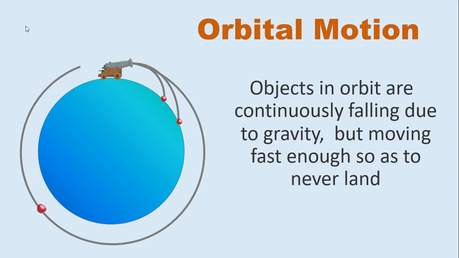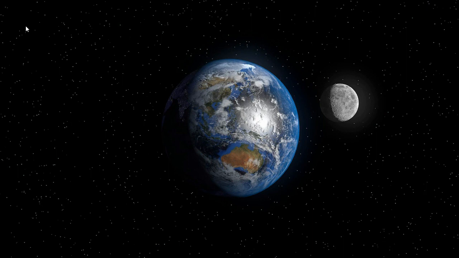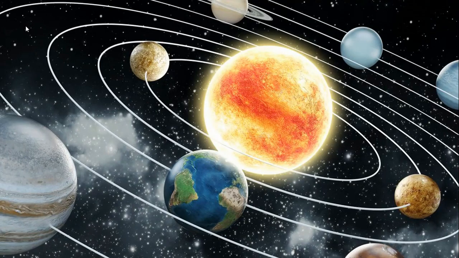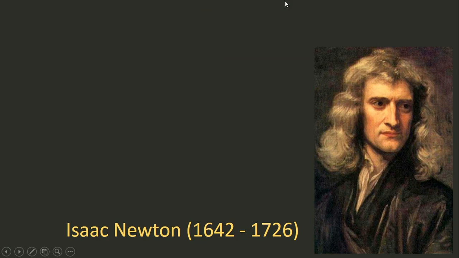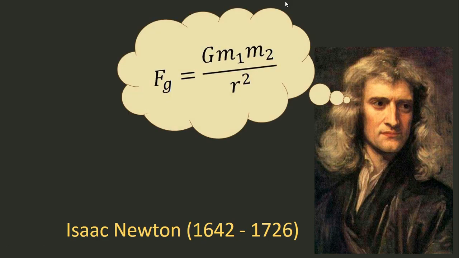Objects in orbit are continuously falling due to gravity, but moving fast enough so that they never land. This is the way the moon orbits the Earth, the way the planets orbit the sun, and the way stars orbit galaxies, constantly falling due to gravity, but never landing. What Newton realized was that the force of gravity not only governs the motion of objects on Earth, but also the motions of heavenly bodies.